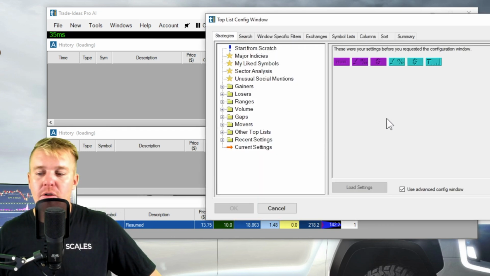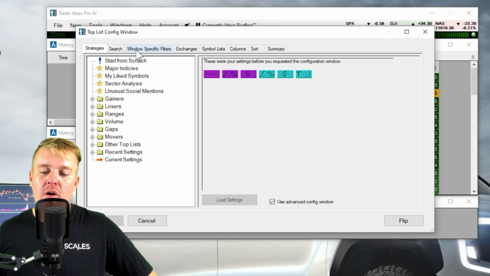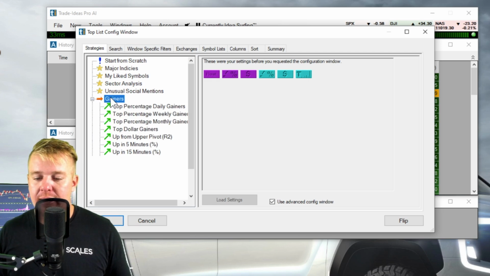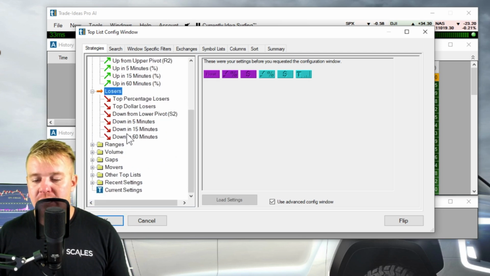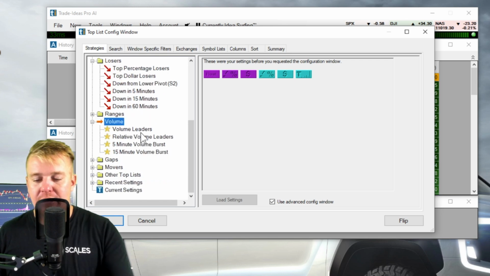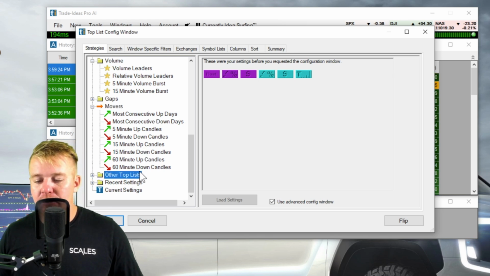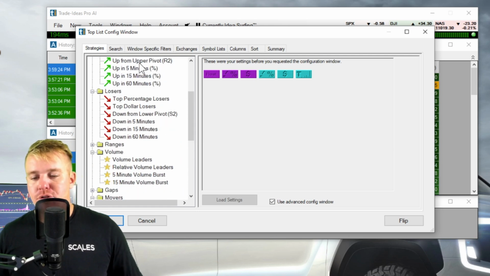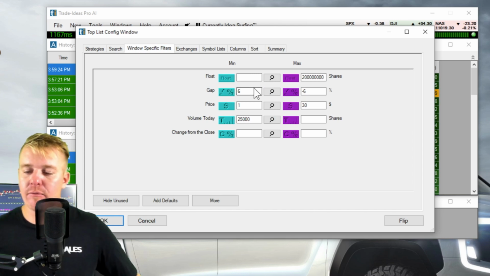You can configure all of these windows, all of these strategies. And like I said, there are all of these strategies already built. You've got gainer strategies that show you the top percentage daily gainers. You've got the losers. You've got the volume leaders. You've got movers, basically showing the most consecutive up days, 15-minute up candles, other top lists, market leaders. There are so many different strategies that you can set up and really dial in.